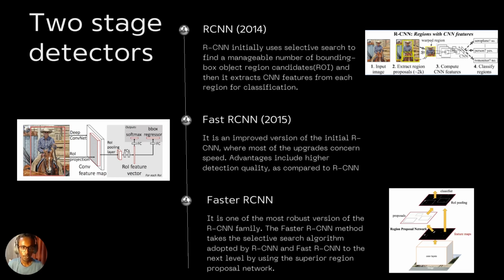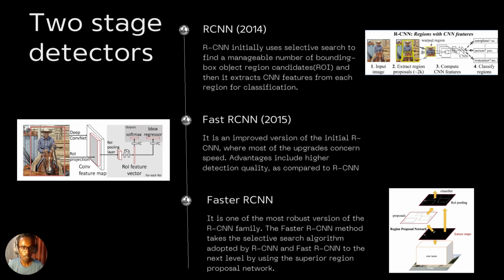The second one was FastRCNN, and it was released in 2015. It is an improved version of the initial RCNN, but most of the upgrades concern the speed. And the region proposal was the same as RCNN. So, for example, it uses selective search or other methods.